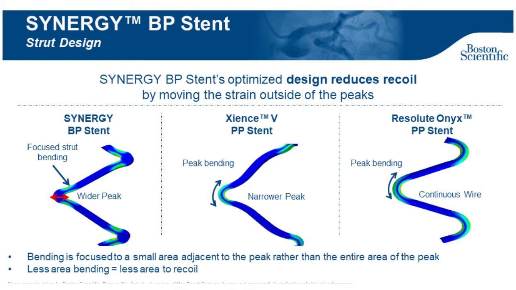When we move to Synergy, you will see that because of our wider peaks, we focus the bending area to 2 small locations just adjacent to the peak. And plain and simply, less area being bent leads to less area that can recoil. So we'll have less recoil with the Synergy design than these 2.